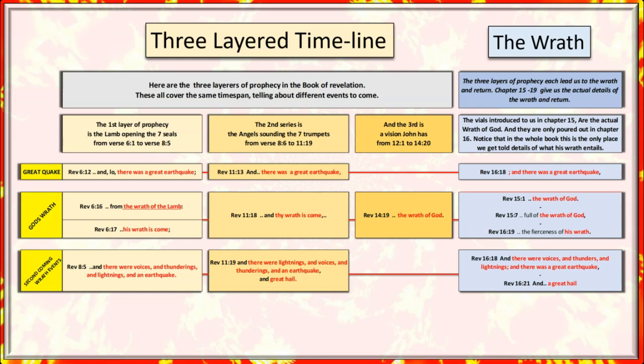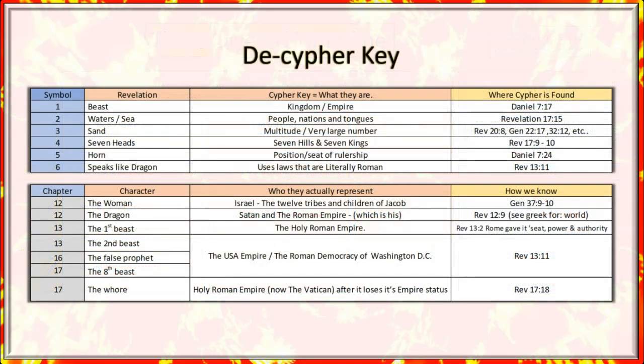So let's move forward and look at our cipher once again. So here we are. All right, so here's our symbols. This is what we interpreted them into. And there's where they're found in Scripture. And essentially they're all coming directly from angels from heaven. So these are unquestionable interpretations.